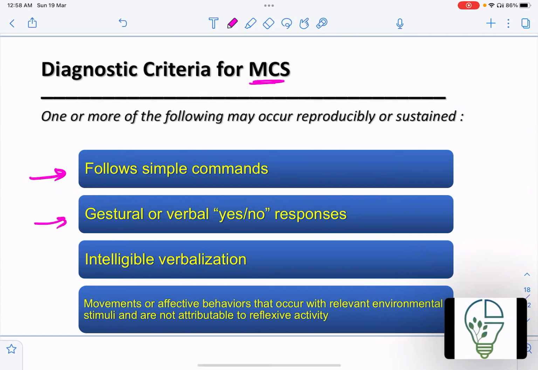We can also ask them yes or no questions. Are you thirsty? Are you hungry? Are you uncomfortable? Are you cold? So they can respond yes or no. Sometimes you cannot understand what they're trying to communicate, right? This also comes under minimally conscious state. They can also show responses related to the environment. Like if they don't like something, they might show some aversion. If they like somebody, they might show some sign that they're happy, like a smile, etc. Okay.